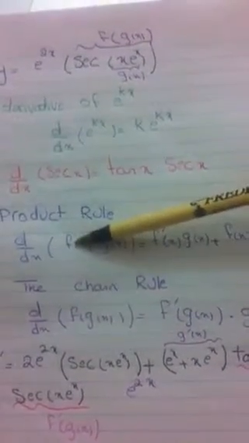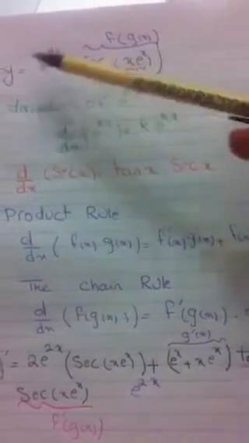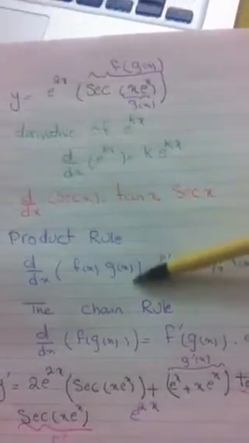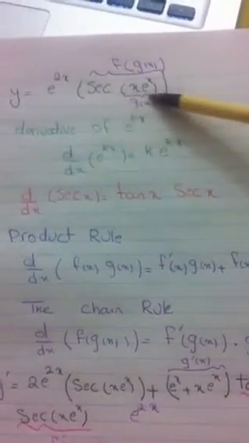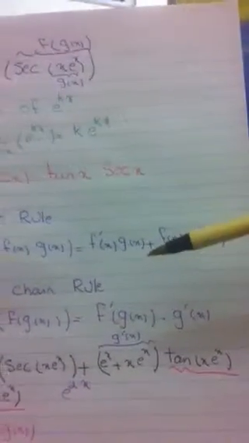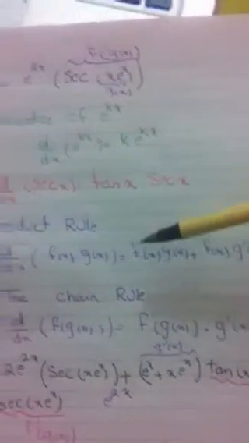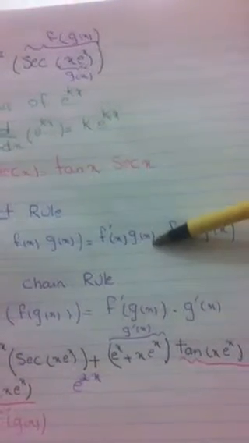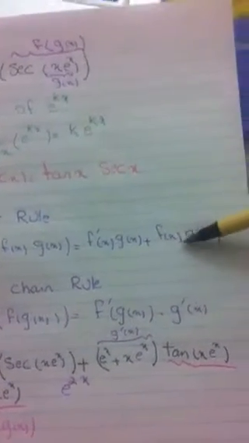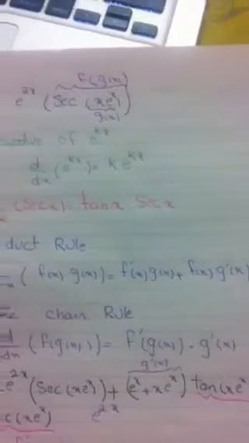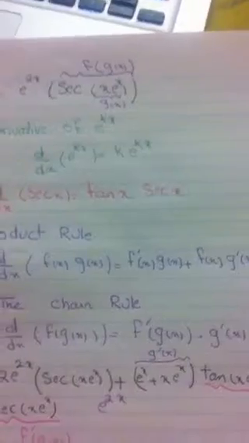You have f of x multiplied by g of x. Here your f of x is going to be e to the power of 2x, and g of x is going to be secant x multiplied by e to the power of x. To find a product rule derivative, you find the derivative of the first one multiplied by the second function, plus the derivative of the second function multiplied by the first one. We solved it by the definition of the derivative before.